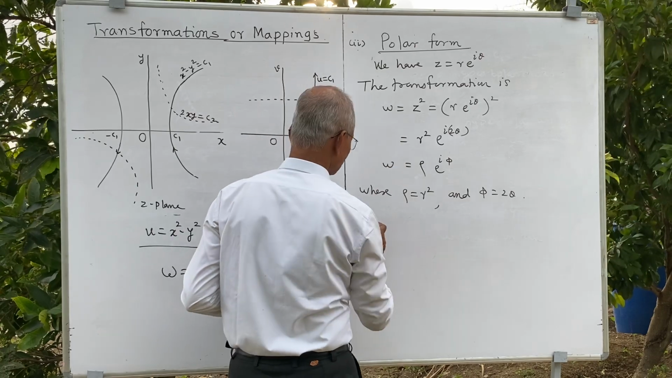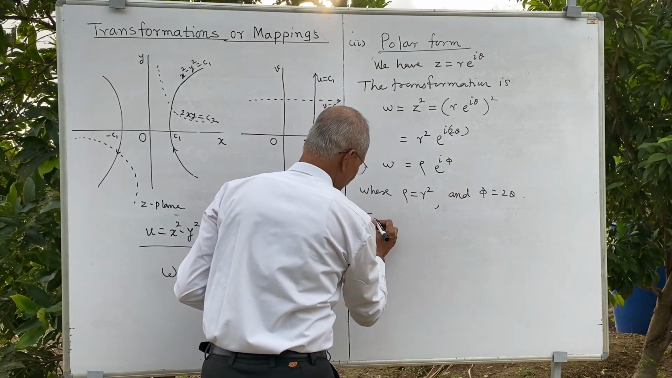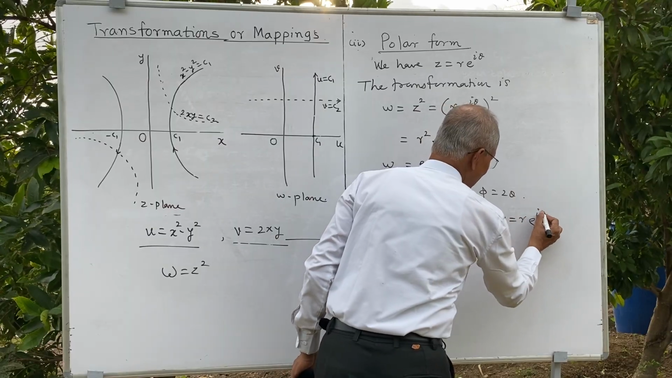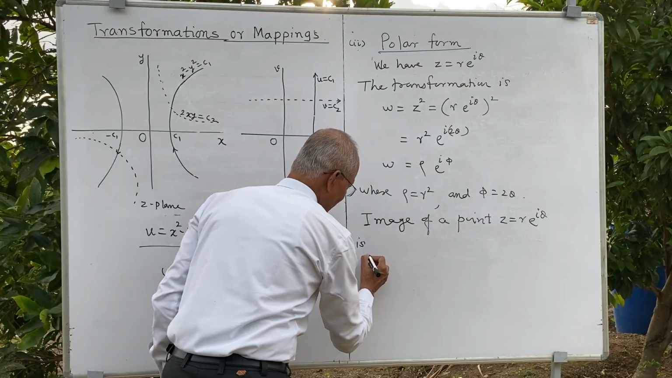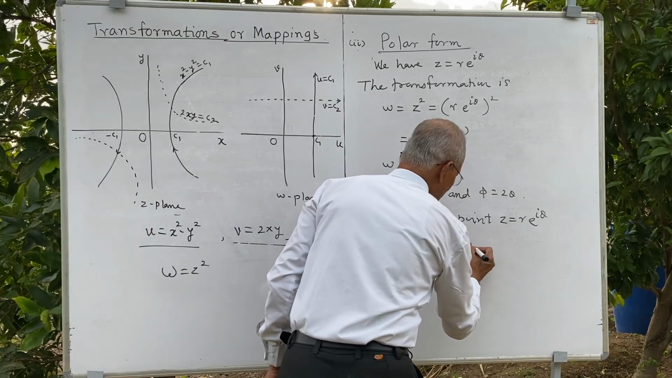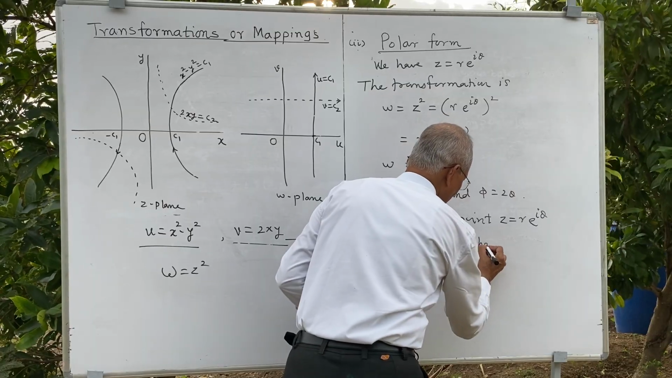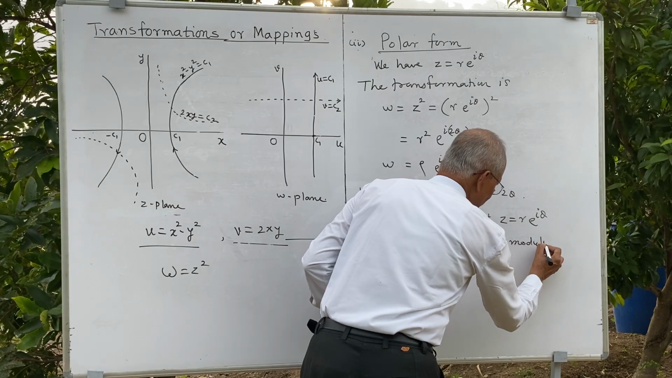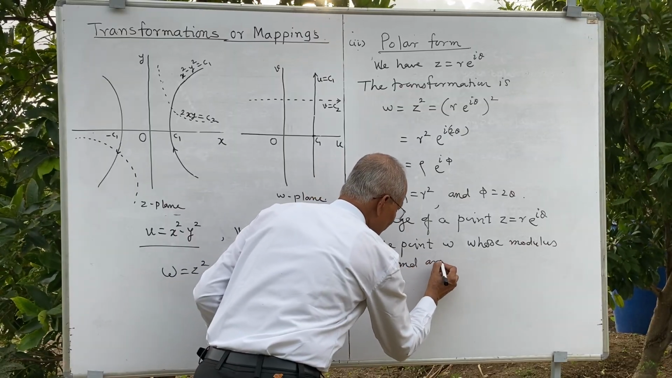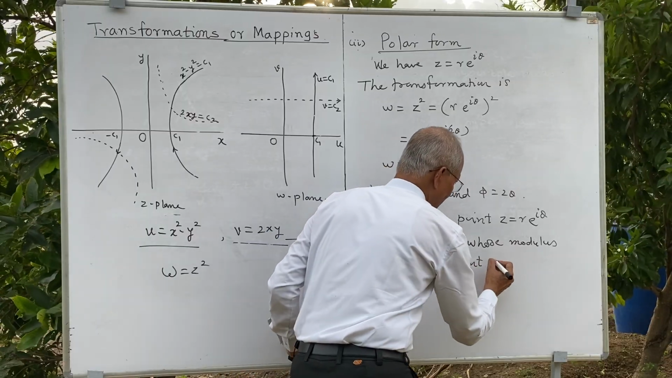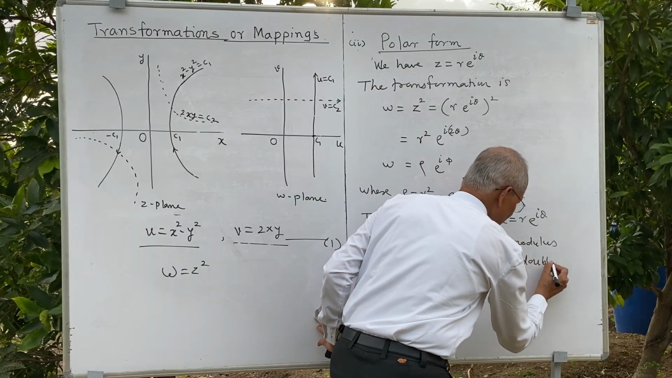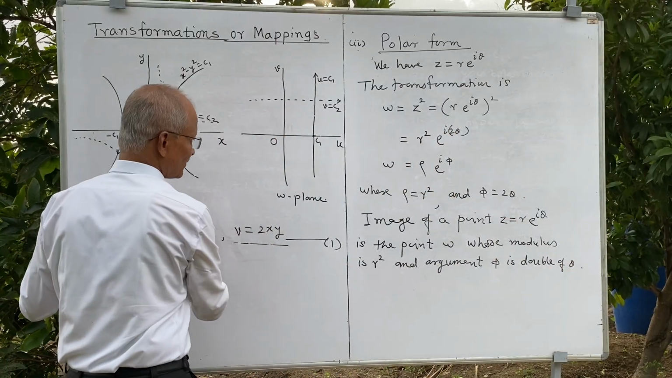So, therefore, the image of a point z is equal to r e power i theta is the point w whose modulus is r square and argument phi is double of theta, or twice theta, and this can be shown in a figure like this.